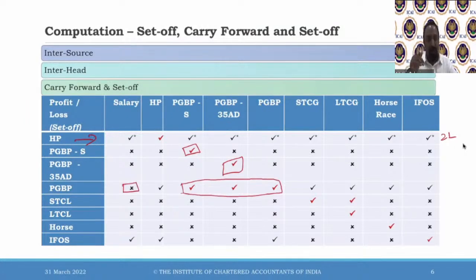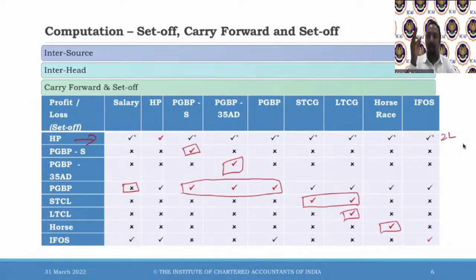Then you have short-term capital loss, which is only allowed with short-term capital gain, long-term capital gain. When it comes to long-term capital loss, it is only with long-term capital gain. It is not even inter-source. It is only same long-term capital. And then horse race, only with horse race.